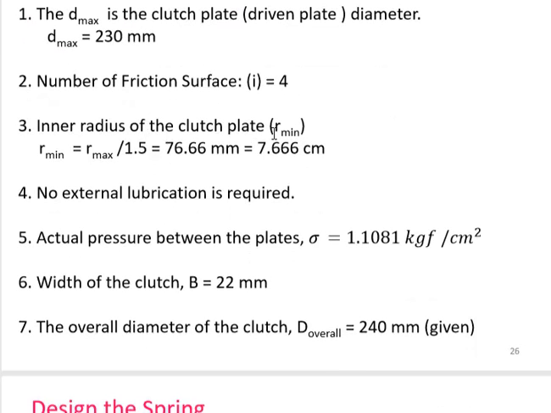The inner radius of the clutch plate is 7.666 centimeters. No external lubrication is required. Actual pressure between the plate is 1.1081 kgf per centimeter square. Width of the clutch b is 22 mm and the overall diameter of the clutch is 240 mm, as given in the question. So up till this point we have completed the design of the clutch plates.